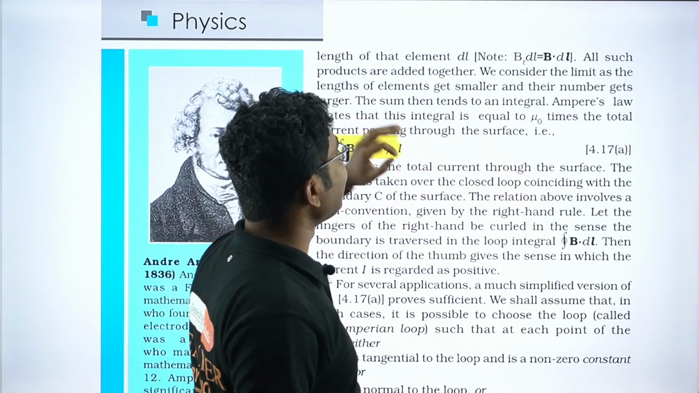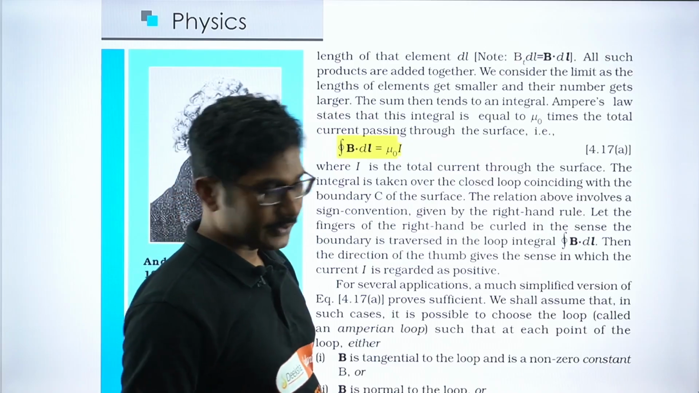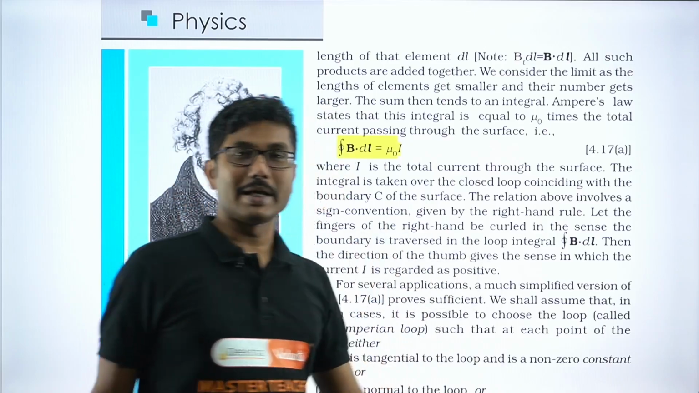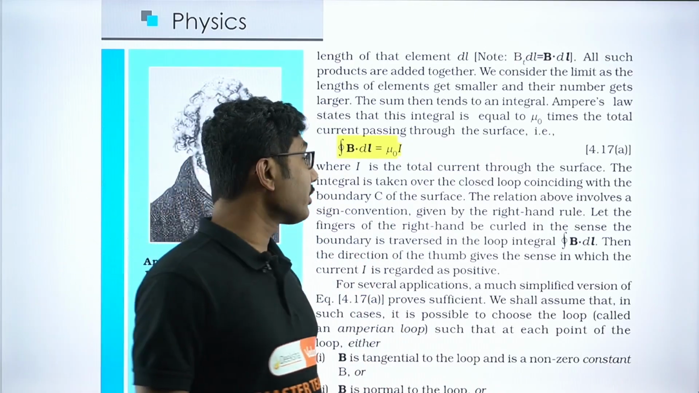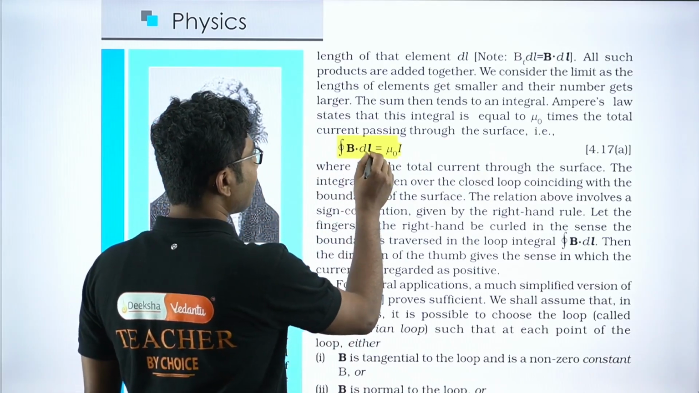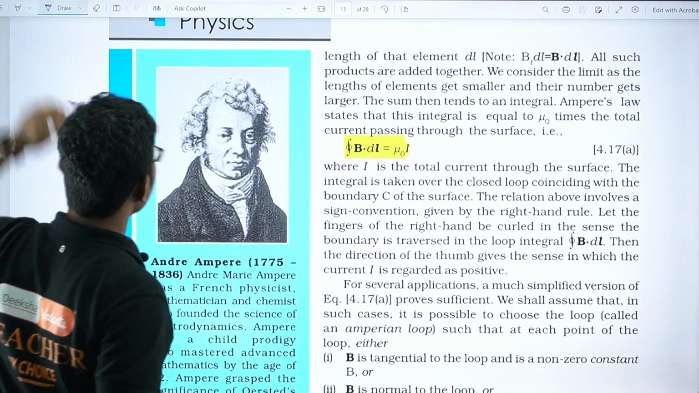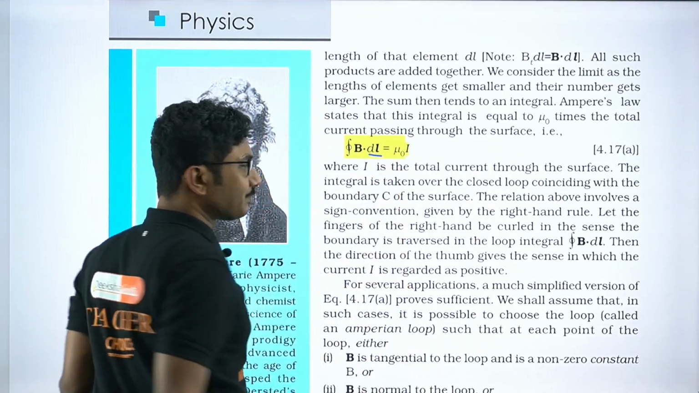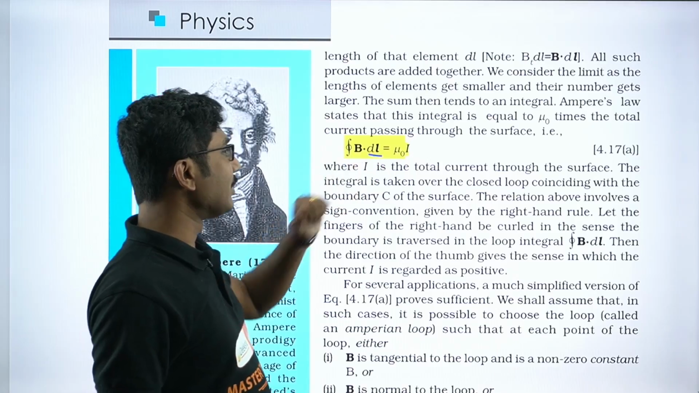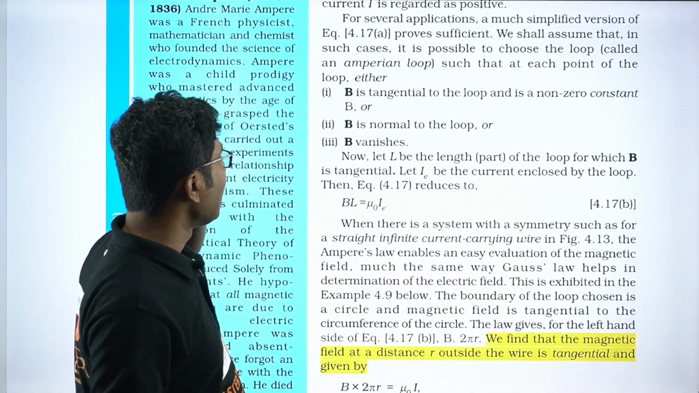Ampere's law states that the integral of B dot dl is equal to mu naught times the total current passing through the surface. So if the surface is bound by a linear contour, then B dot dl, where dl is a line element, equals mu naught I. You should remember dl is a line element. It has nothing to do with the surface element. This is the very interesting part.